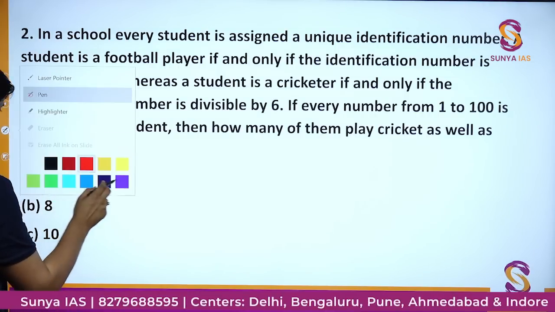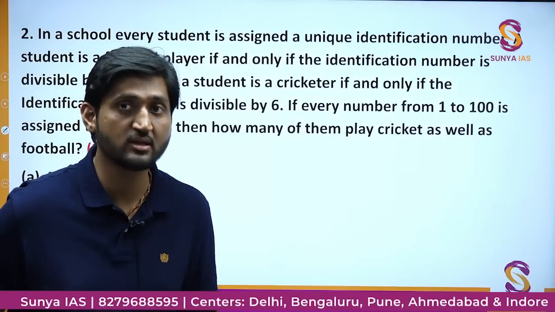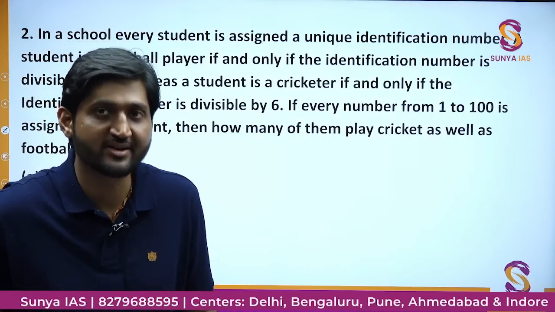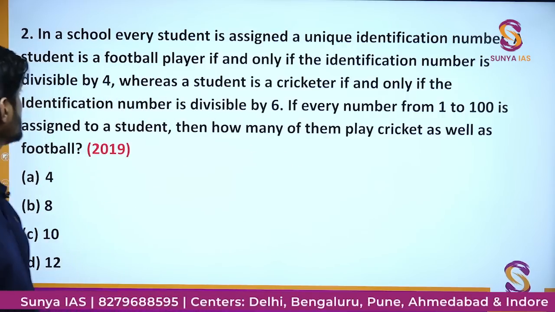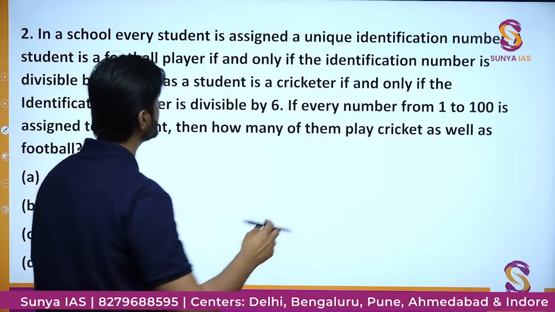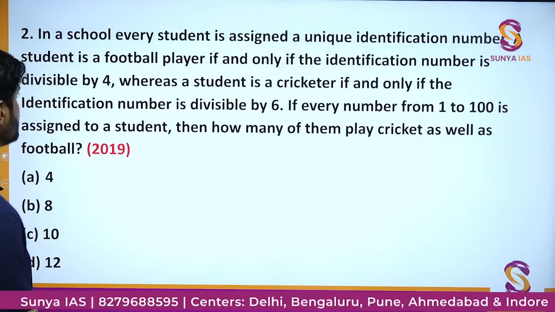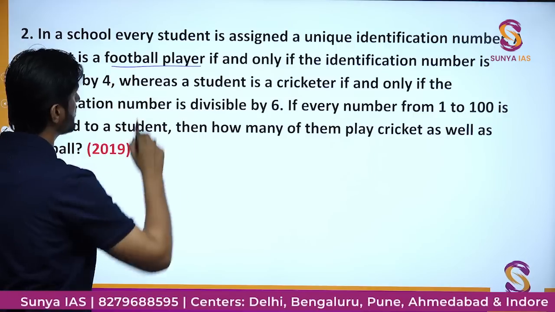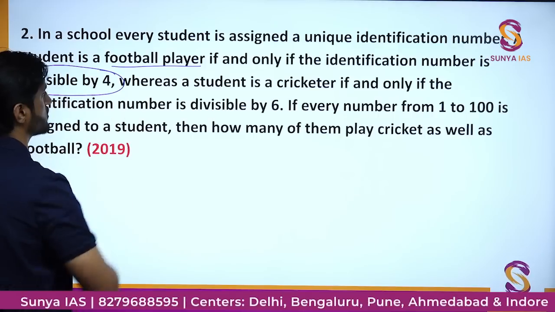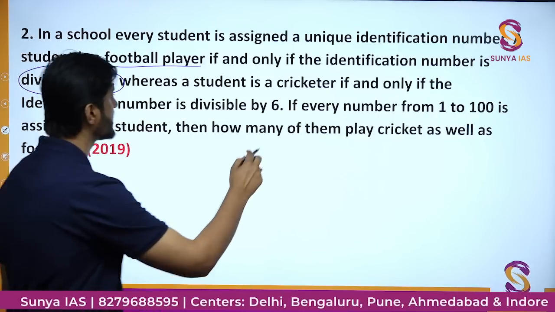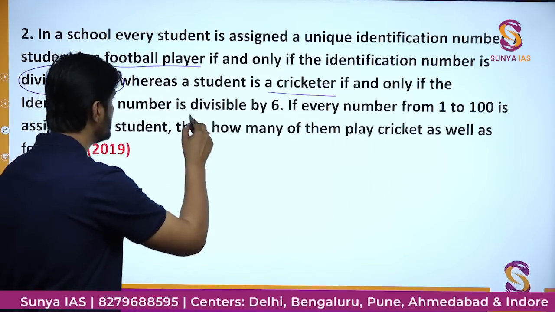So in this question, let us read. It is a very easy question, in terms of calculation also it is very easy. The only thing you have to do is to just understand the process which is going on. So in a school, every student is assigned a unique identification number. If a student is a football player, his identification number should be divisible by 4, whereas if a student is a cricketer, his identification number should be divisible by 6.